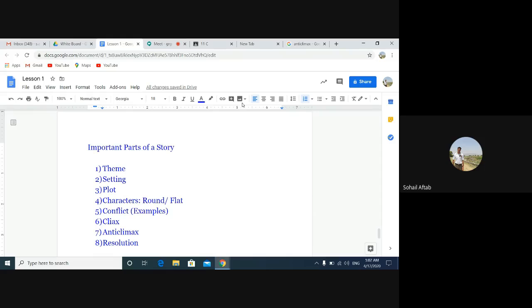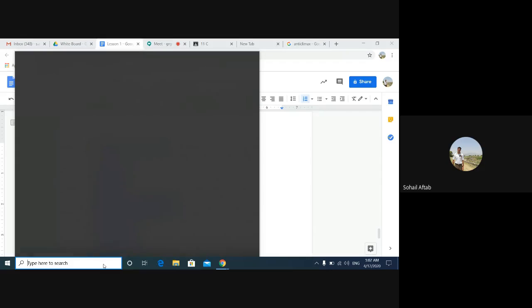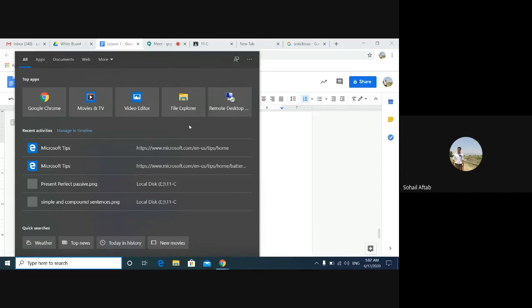Why? Because I have jotted down certain points. I'll have to look at them. But the explanation I can better give you in Paint. So we'll be working on both these apps together or one after the other.